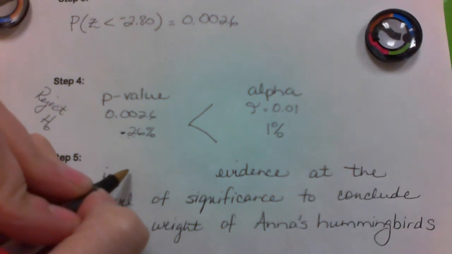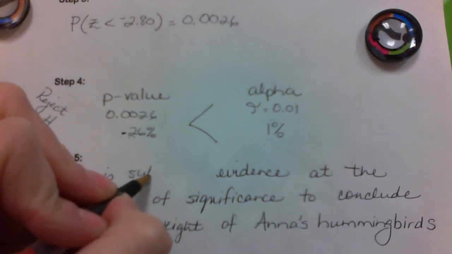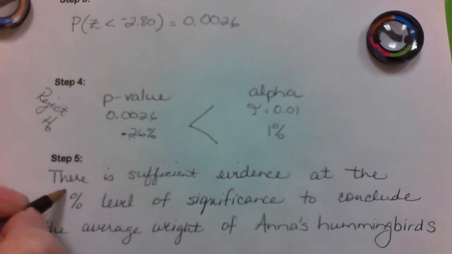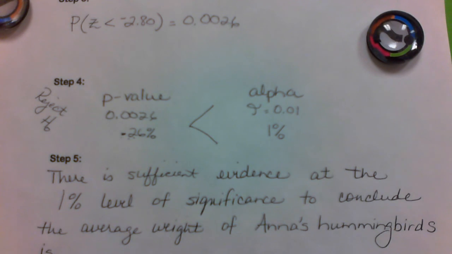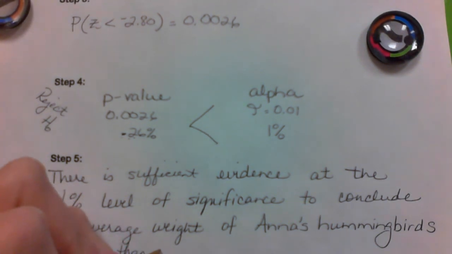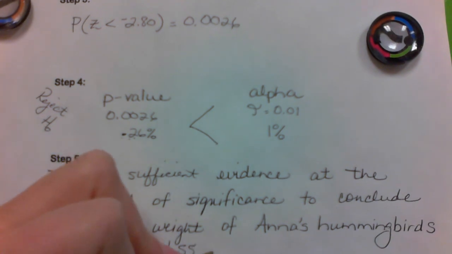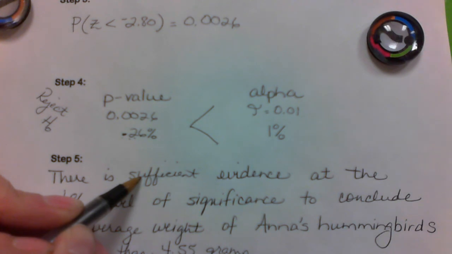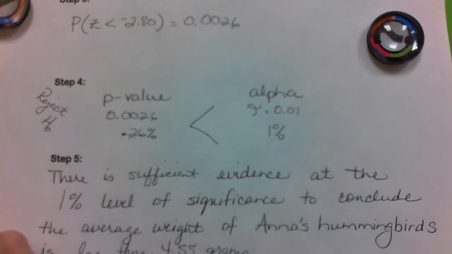So in this case, there is sufficient evidence at the 1% level of significance to conclude the average weight of Anna's hummingbirds is, and I go back to the alternate, less than 4.55 grams. So we have sufficient evidence to say it's changed. It's not equal. It is less than 4.55 grams. That is 8.1.